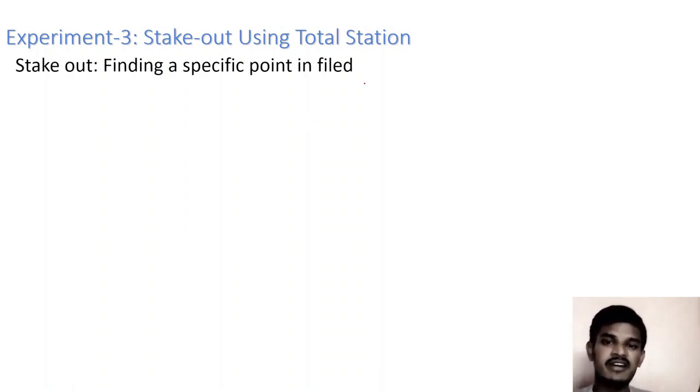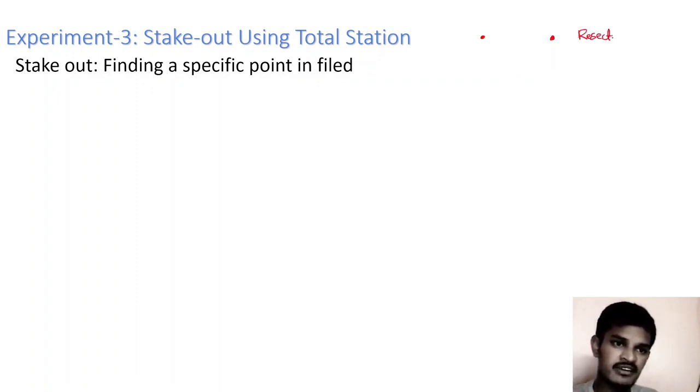Previously we did this stakeout using plane table surveying as well, right? In plane table surveying we did the intersection method, traversing method, and radiation method, right? And the resection method, right? So we have also seen the importance of all these methods individually. I'm more interested in the resection method, right?